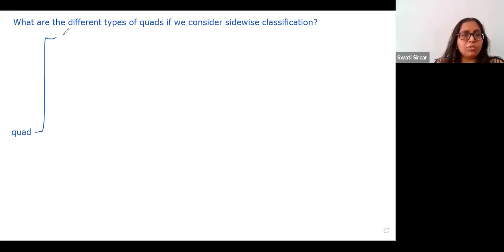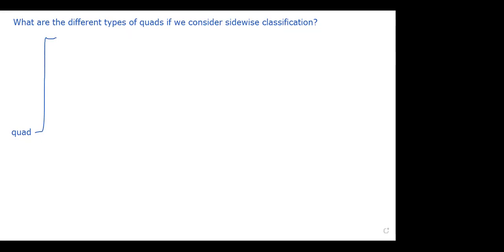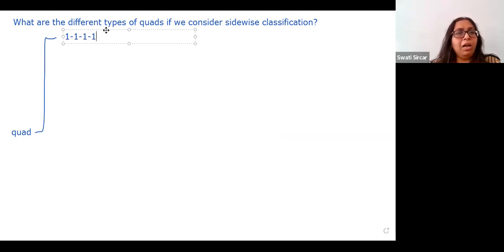So this type, we can call it all equal, because all of them are equal. And we know that this is basically a rhombus. What else is possible?